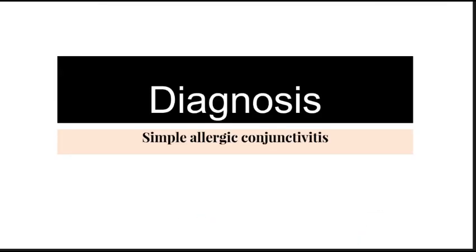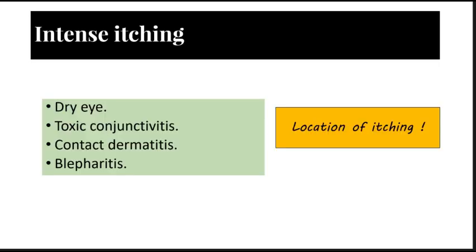Now, the question is, how do we go about diagnosing a case of simple allergic conjunctivitis? It's very easy. It's usually the history which gives away the diagnosis. Here, the patient will have intense itching. However, you have to know about various other differential diagnoses of itching. Itching could be because of dry eye, toxic conjunctivitis, contact dermatitis, and even blepharitis. So, important here is to understand the location of the itching. This distinguishes whether you are dealing with a conjunctival itching, which occurs in allergic conjunctivitis, or some other cause.